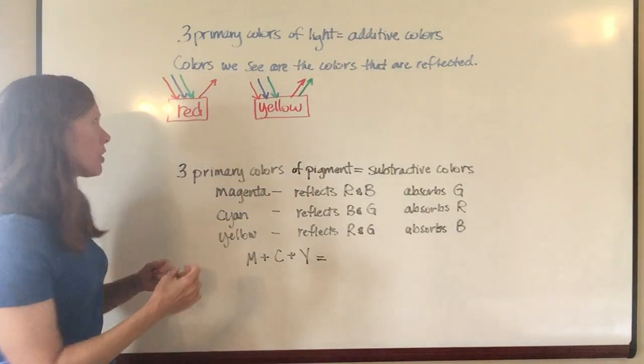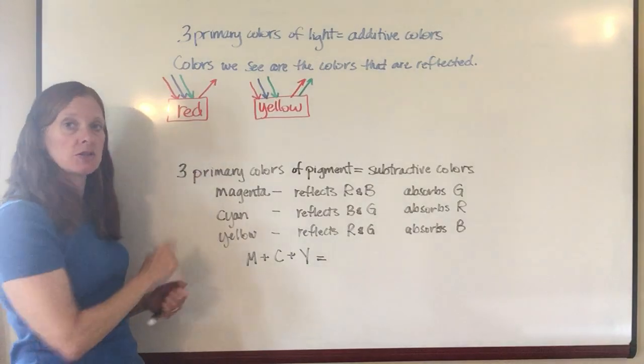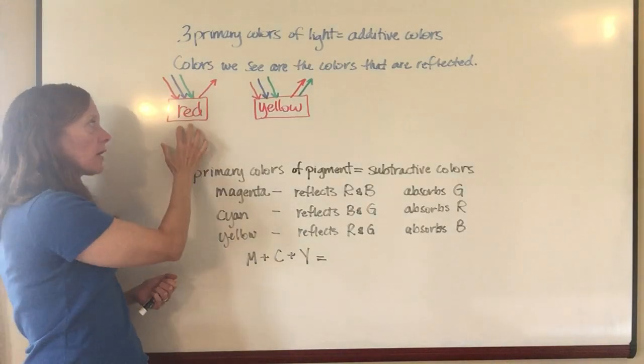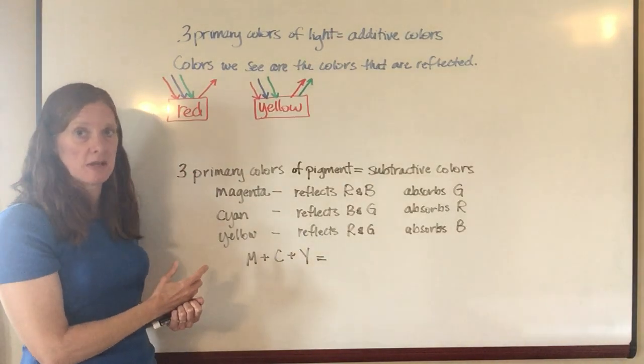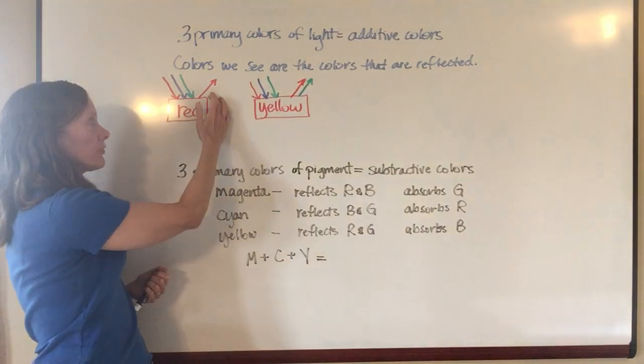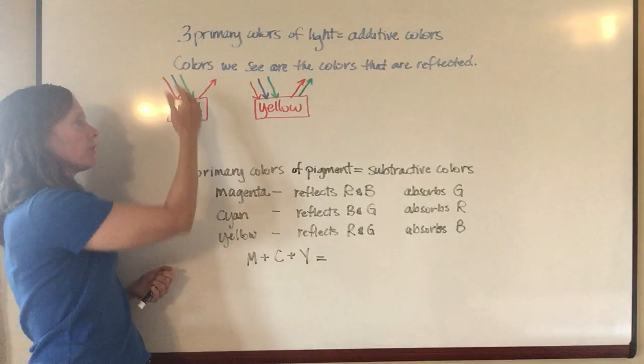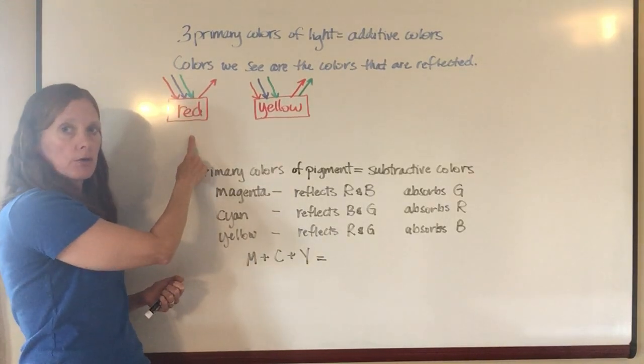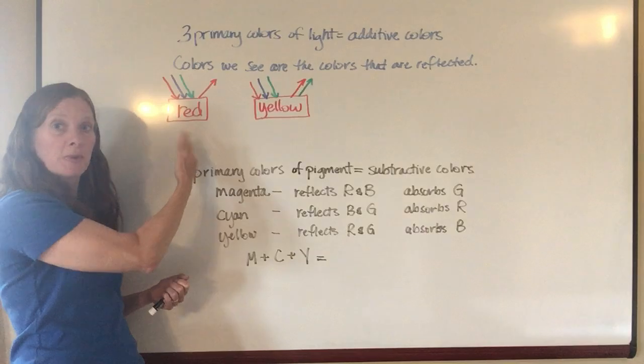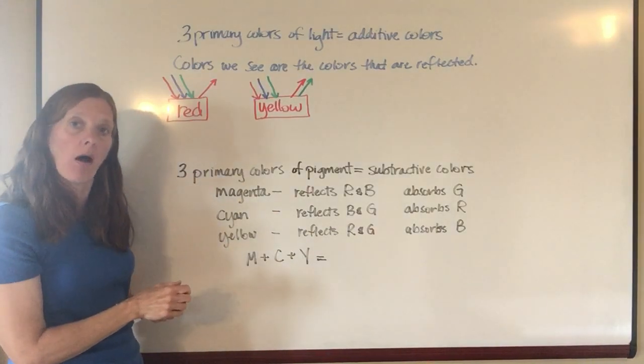Similarly, if you're in a dark room and you shine a green light on a red object, that red object can't reflect green light. It can only reflect red. And if you don't shine any red light on it, there's nothing for it to reflect. So if you shine a green light on a red object, it will look black because you won't be able to see it at all.